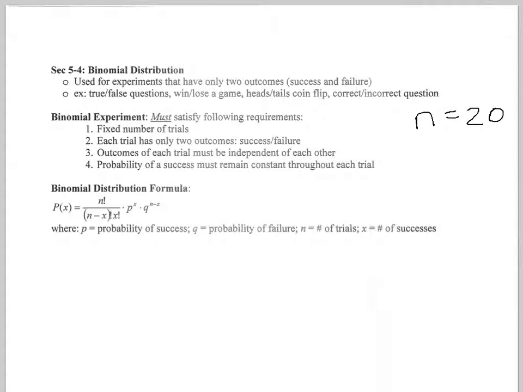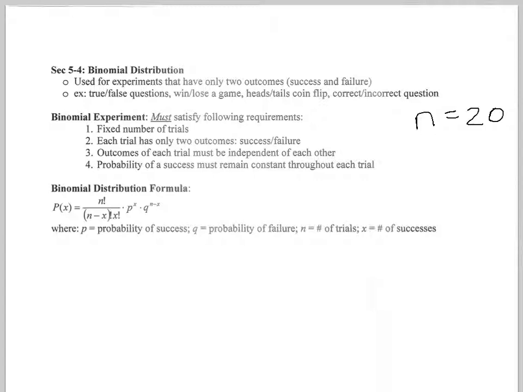Each trial has to have two outcomes. If we're talking about a multiple choice test, we're talking about correct answer, not correct answer. Outcomes must be independent of each other. If you get question 1 right, it doesn't affect getting question 2 right or wrong. And the probability of success must remain the same throughout.